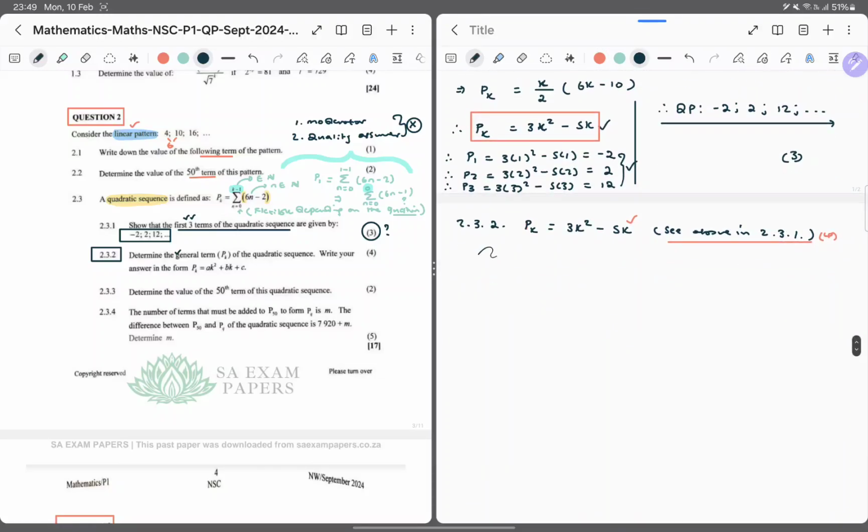Alternatively, to avoid controversy, this is what I suppose should be done. We know that the quadratic progression is -2, 2, 12, and then it keeps on going. Since we know what it is, we can work through it. So this is 4.